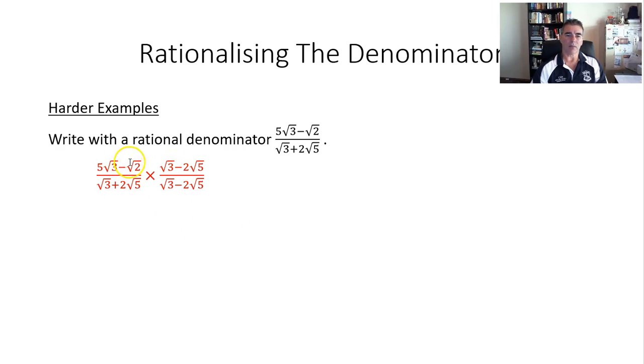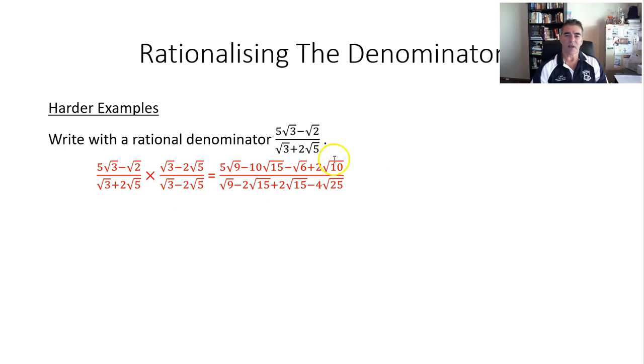Now we have to multiply the numerators together. Remember, using our FOIL method if that's the way you prefer. Multiply the firsts, so we get 5 root 9. Multiply our outers, so negative 10 root 15. Multiply our inners, negative root 2 times negative root 3 is negative root 6. And then multiply our lasts together, which is positive 2 root 10. Then we expand our denominators, root 9 minus 2 root 15 plus 2 root 15 minus 4 root 25.